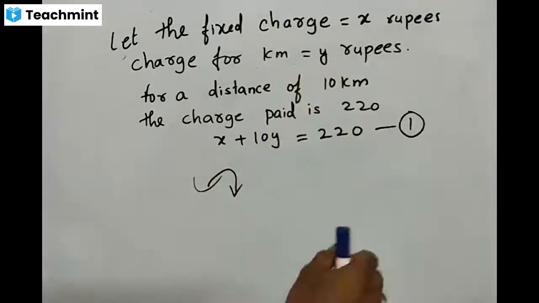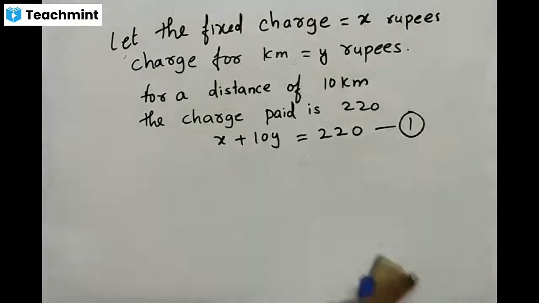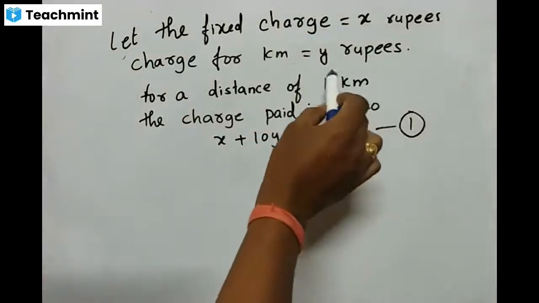That is nothing but X. Okay, charge per 1 kilometer, additional kilometers, is nothing but Y. Okay, here he traveled a distance of 10 kilometers.